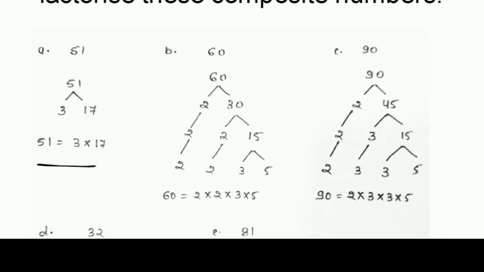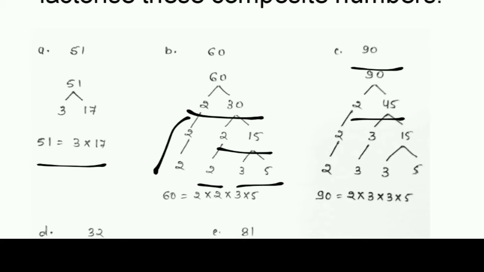So the factor of 51 is 3 into 17. Next, 60. How will we write 60? 2 into 30. This 2 remains the same. Then this 30 we will write 2 into 15. This 2 remains the same. 15 we will write 3 into 5. Got it? Next is 90.